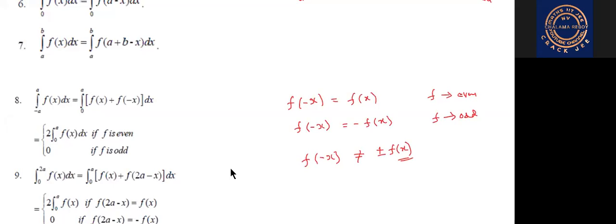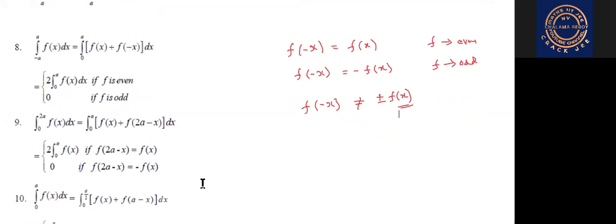Okay, now go to the ninth property: integration 0 to 2a f of x dx. That is equal to, here two conditions are there. If f of 2a minus x is equal to f of x, then 2 into integration 0 to a f of x dx. If f of 2a minus x is equal to minus f of x, we get 0. This is also an important property.